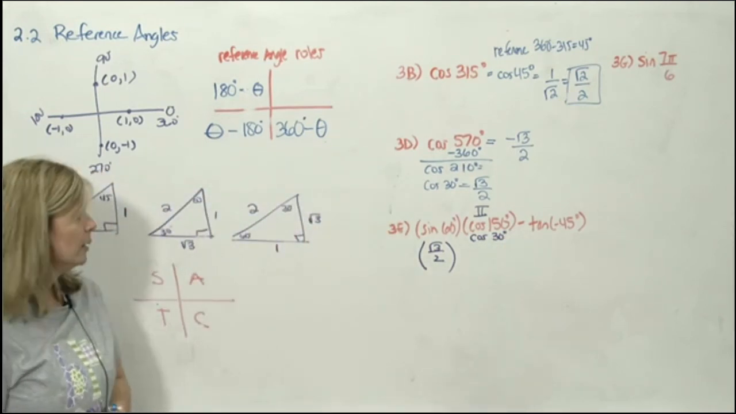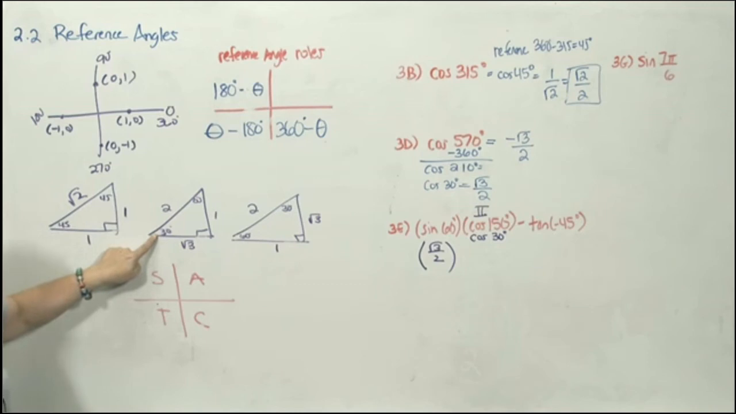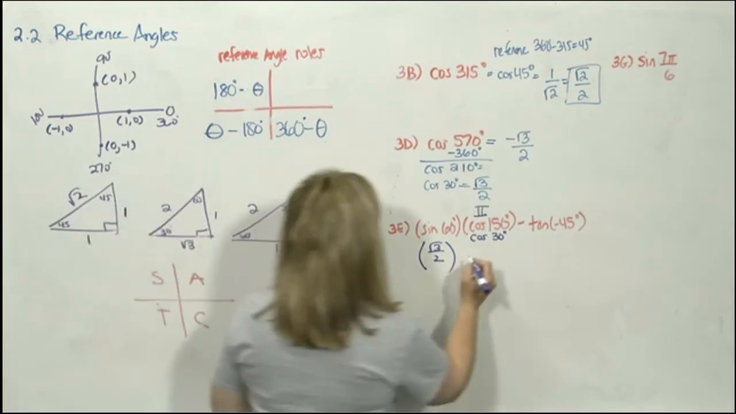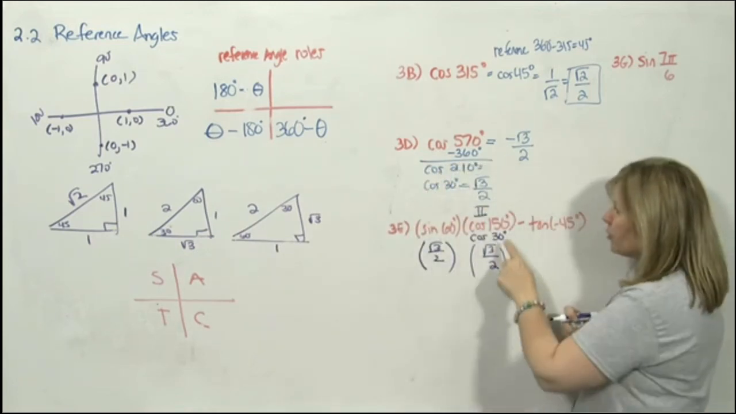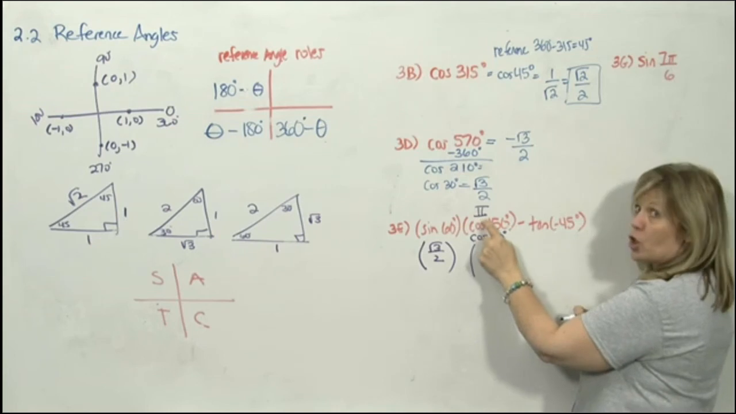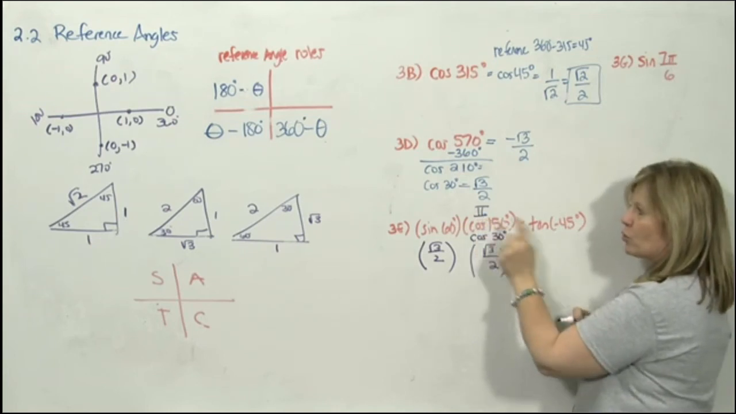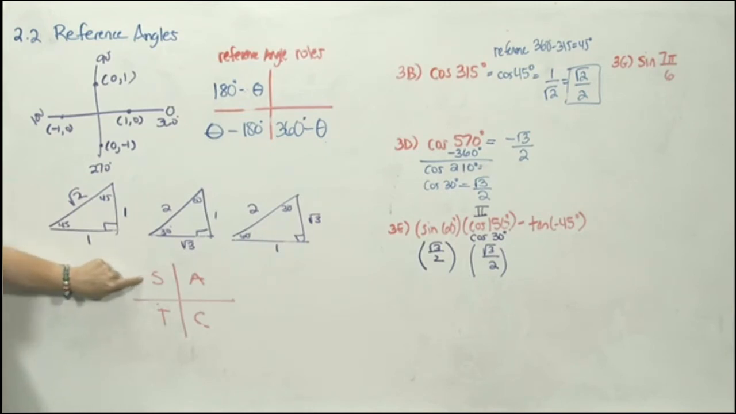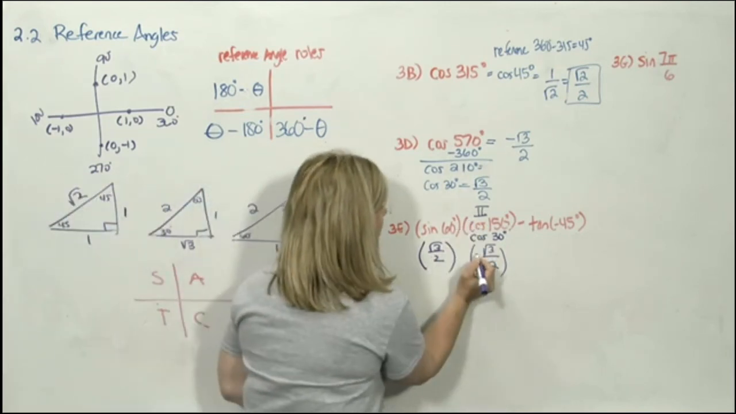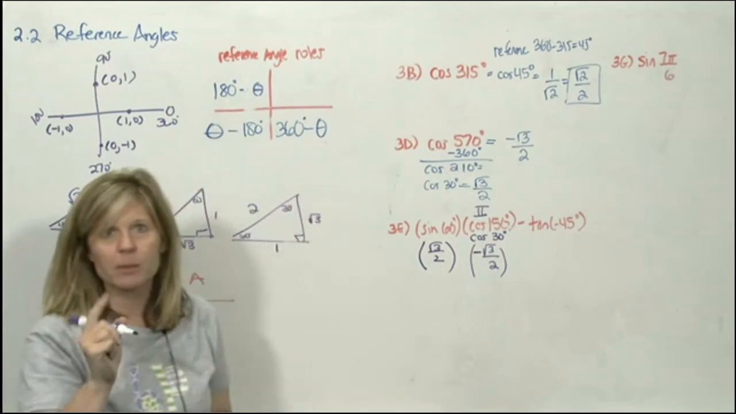Y'all with me? So I'm going to 30 degrees. Cosine is x over r. So that would be square root of 3 over 2. But remember, the angle was in quadrant 2. 150 was in quadrant 2. In quadrant 2, who is positive? Sine. This is cosine. It's got to be negative. That's where the boo-boo is going to be.